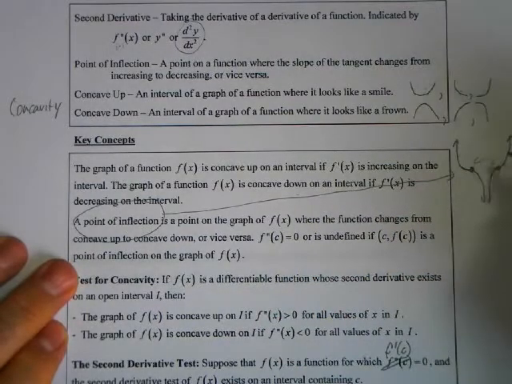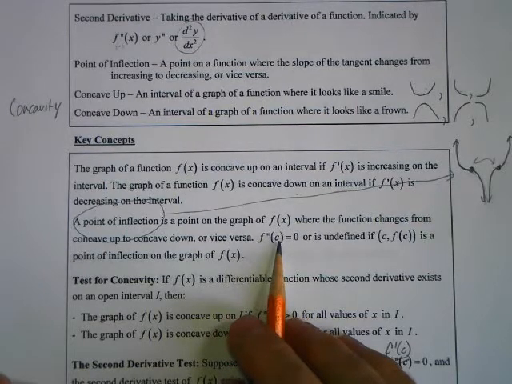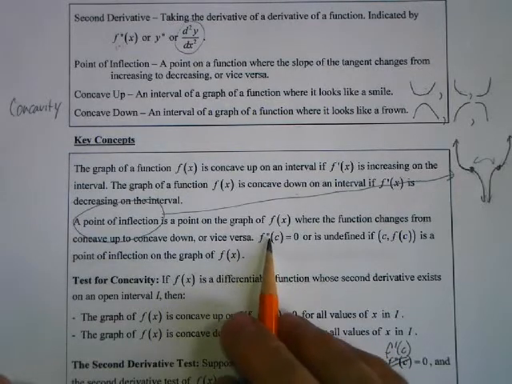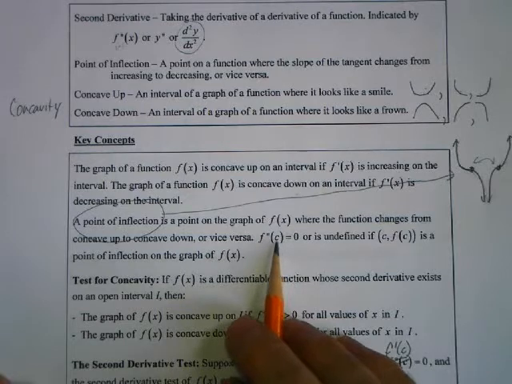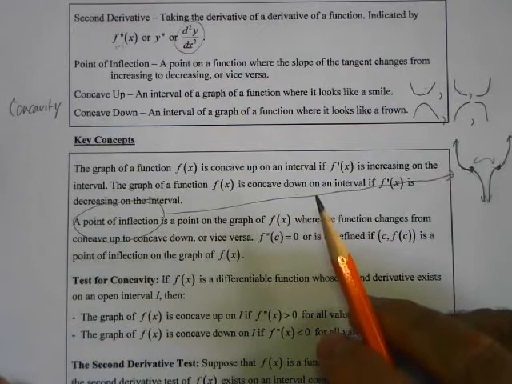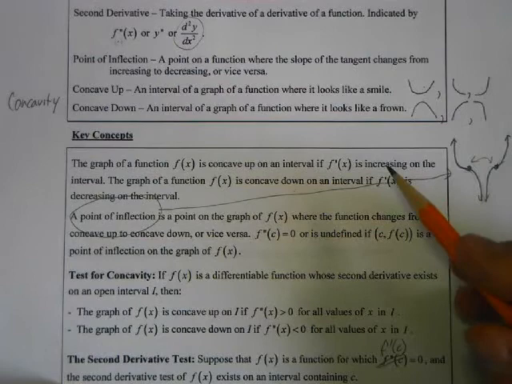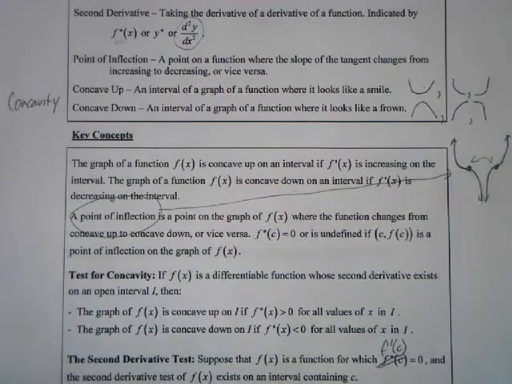Now, how do we find these points of inflection? Well, this is where the second derivative comes in. Just like we found critical points by setting the first derivative equal to 0 and solving, to find the points of inflection, you find the second derivative, set it to 0, and those points that satisfy that would be points of inflection. So you use the first derivative to find critical points, and then use second derivatives to find points of inflection.